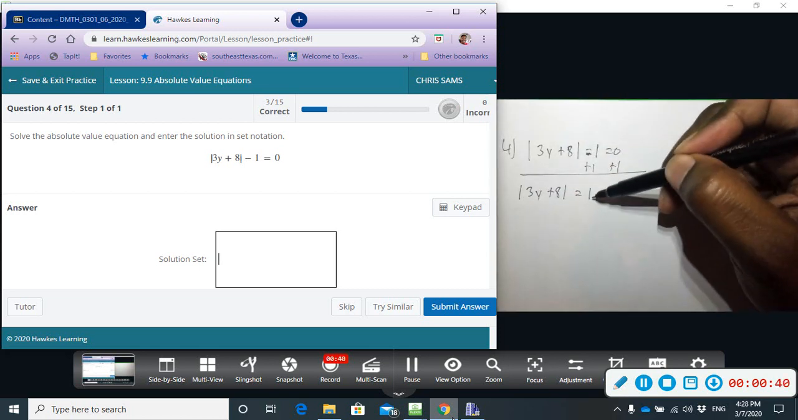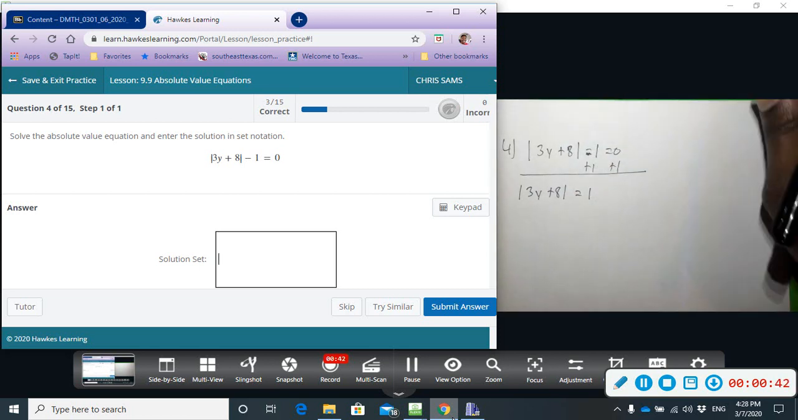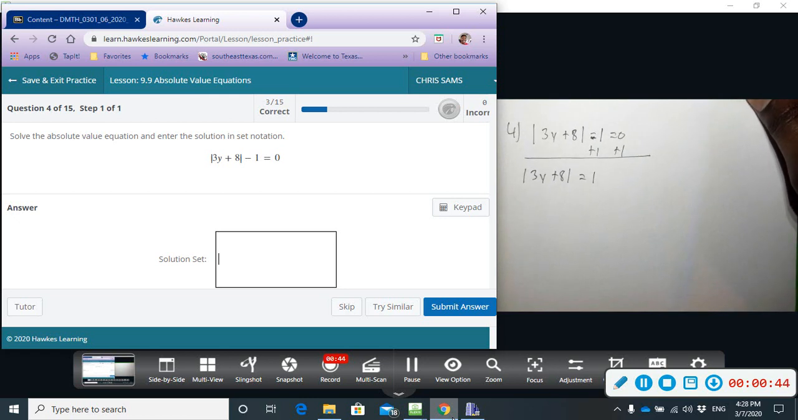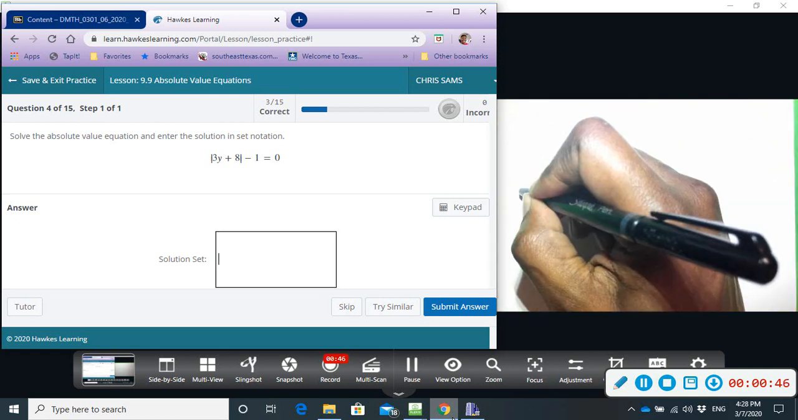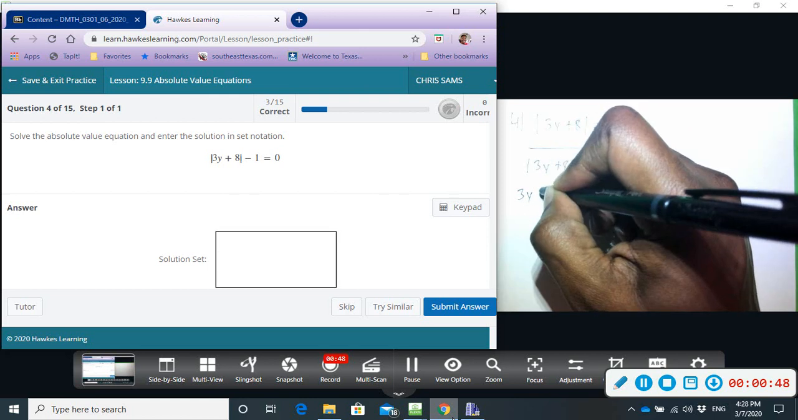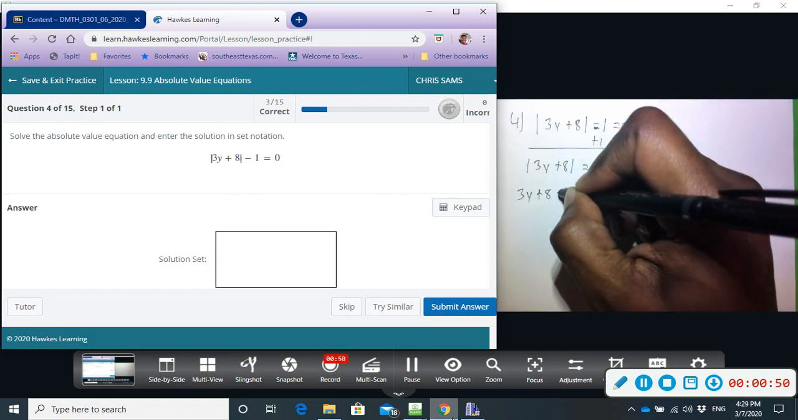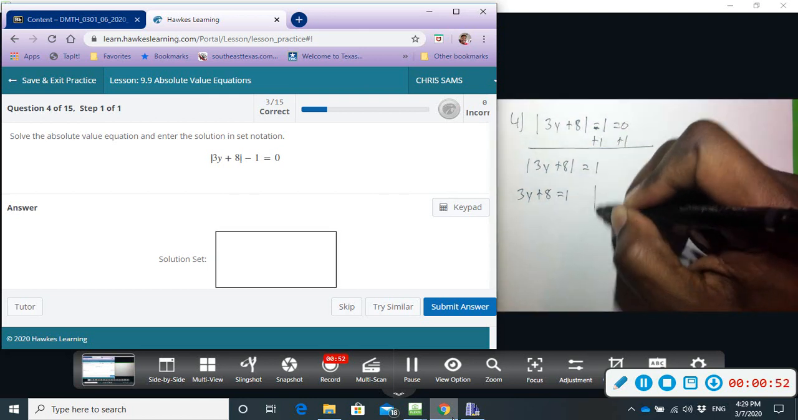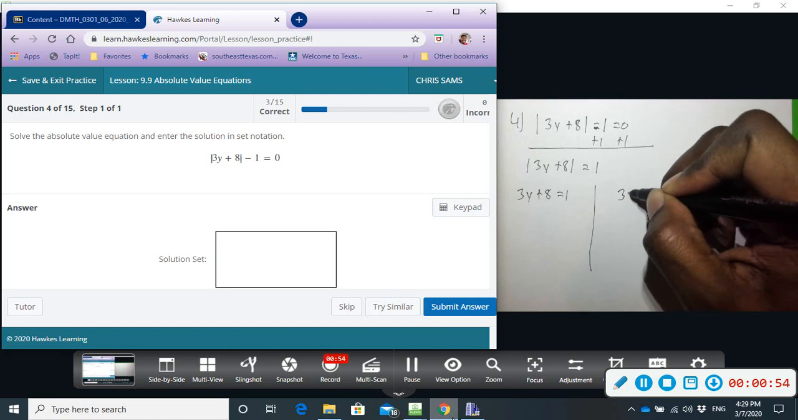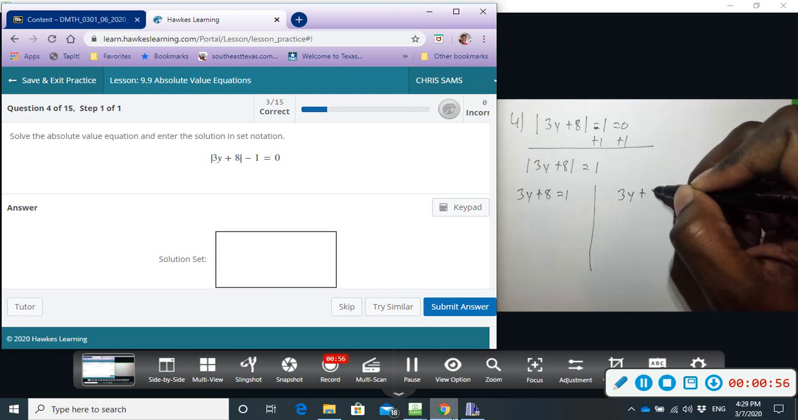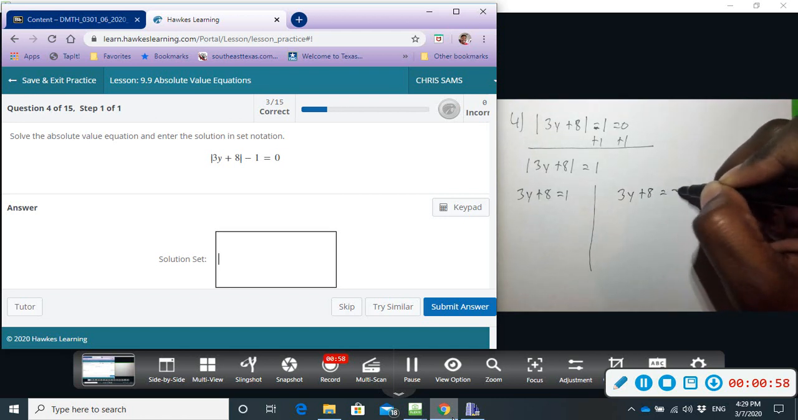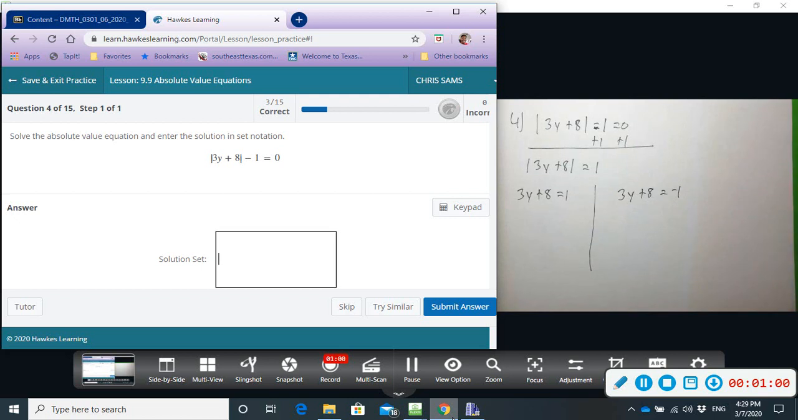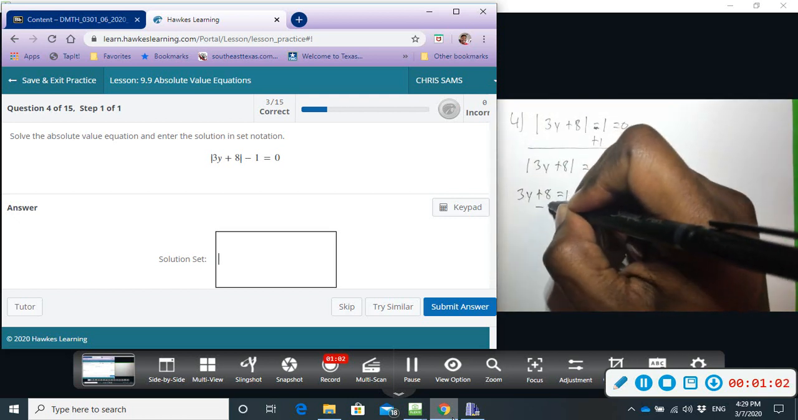We are equal to a positive number. We can solve it. So we're going to set up the equation twice. 3y plus 8 equals 1, and 3y plus 8 equals negative 1. And then we'll just solve. So we will subtract 8.